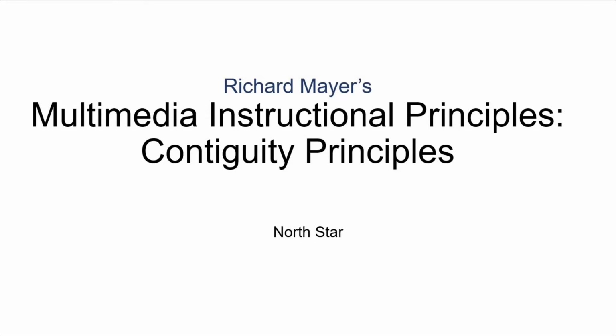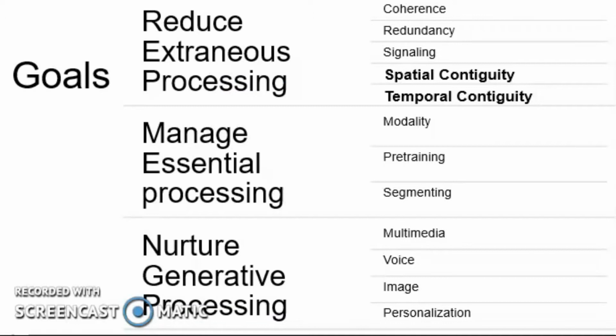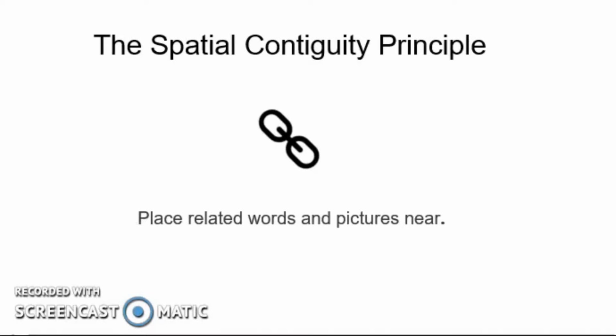Bismillahirrahmanirrahim. In this video, I am going to present two of Mayer's multimedia principles, the contiguity principles. So let's begin. There are two principles, the spatial contiguity principle and the temporal contiguity principle. Both of these aim at reducing the extraneous processing in the mind of the student. We'll study each of them one by one, along with a worked-out example to understand their application as well. So let's begin with the spatial contiguity principle.